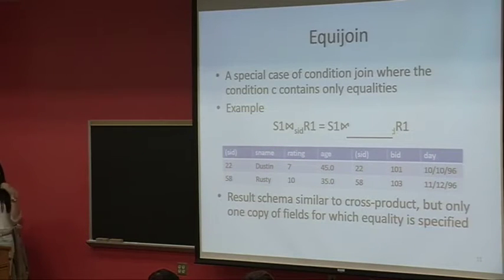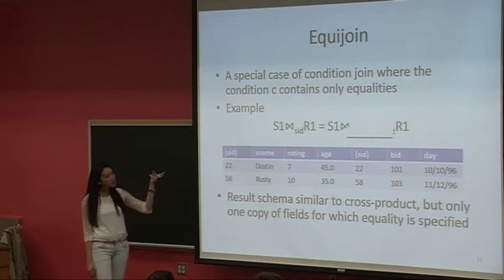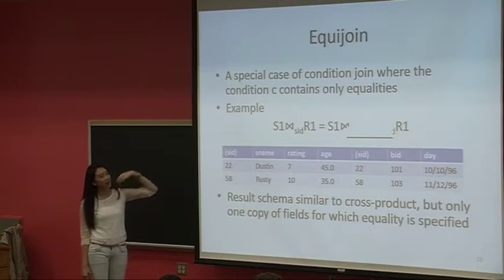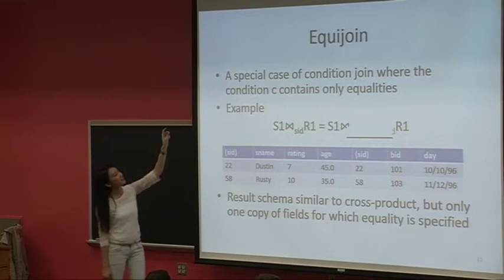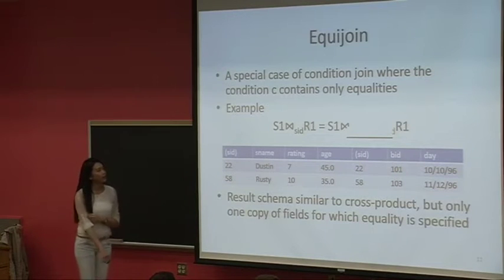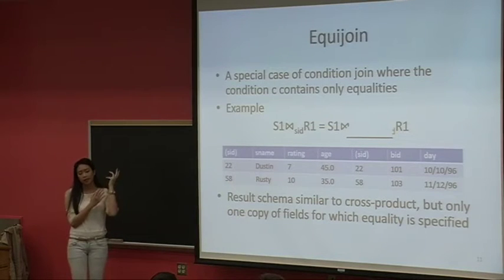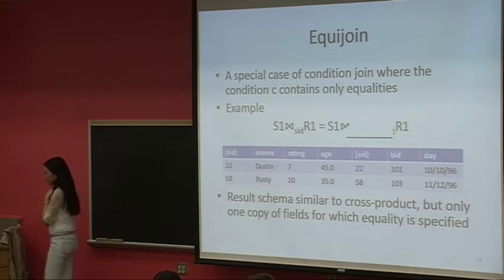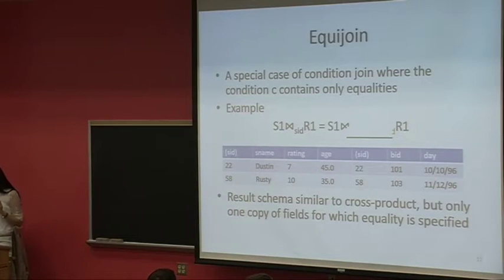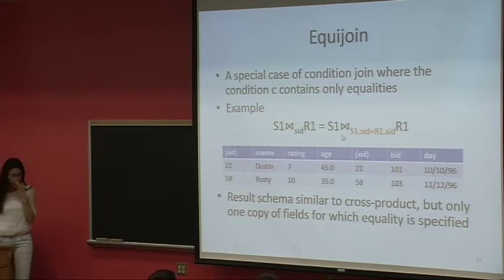The second one, it's used so often that they just call it equijoin, and there's no space in between. So it's a special case of condition join where the condition contains only equalities. So in the previous one, we said we want to keep the rows where the SID from S1 is smaller than SID from R1. But here, equijoin is just a special case. So if we only say, okay, we want to compare SID, and as long as it's the same, you can just write that, but this is actually equal to this.